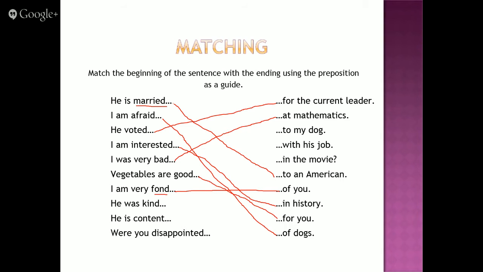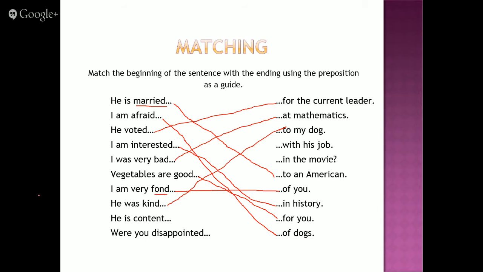Yeah, sure. He was kind to my dog. So you can tell I'm a dog owner. I like my dog. So he was kind to my dog. So kind to. So always kind to.